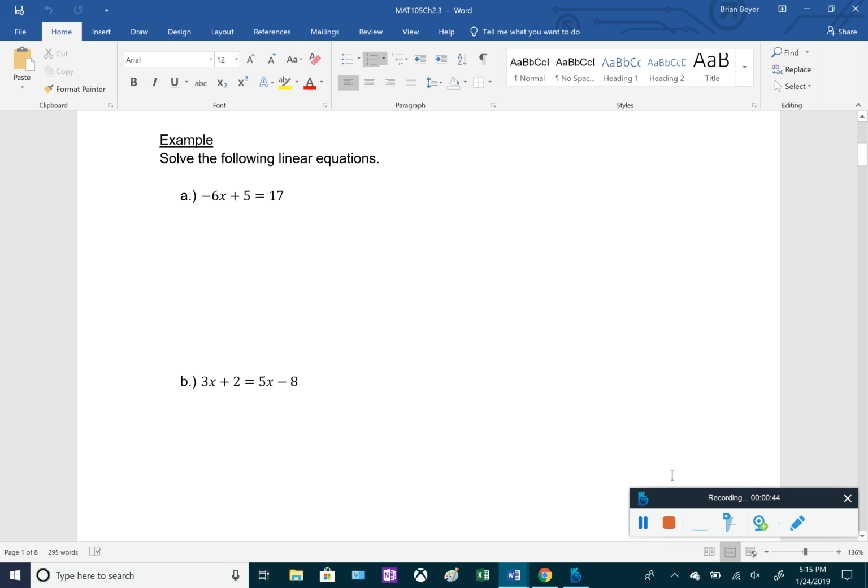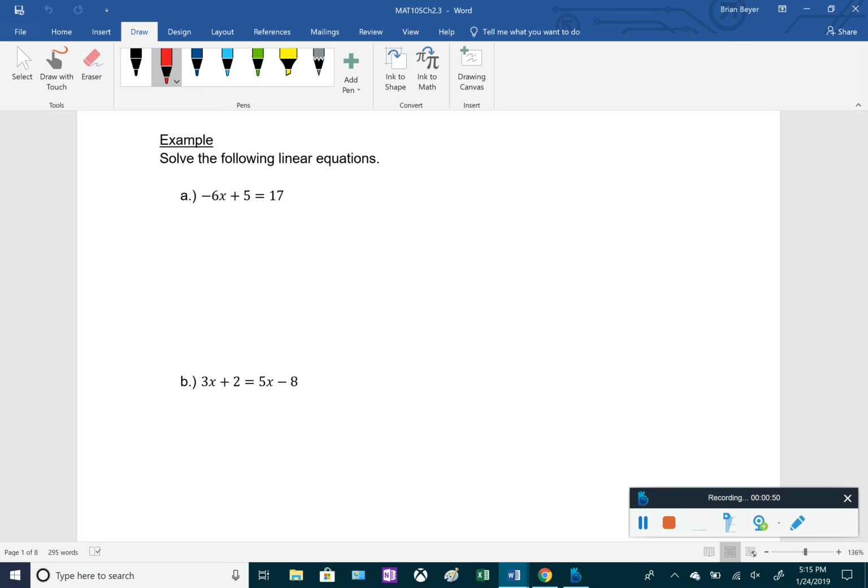So for the first one, it's negative 6x plus 5 equals 17. So negative 6 times what, plus 5, will give us 17. First we need to use the addition property. We need to subtract 5 on both sides. And that's going to give us negative 6x equals 17 minus 5, which is 12. And then we need to divide by negative 6 on both sides. So we get 12 over negative 6, so x will be negative 2.